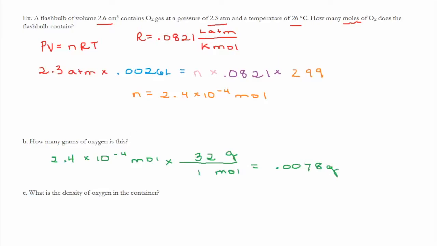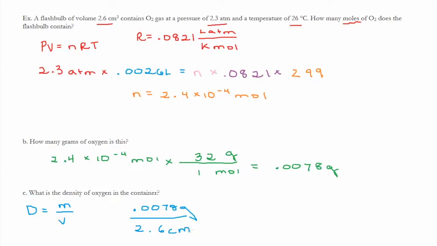So there's my mass. I'm almost done. I have one last question, and it asks, what's the density? Remember, density equals mass divided by volume. So here I know my mass. It's 0.0078 grams. And I'm going to divide that by the volume, and the volume I was given at the beginning of this problem was 2.6 centimeters cubed.